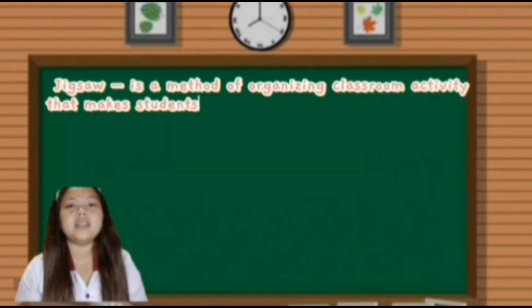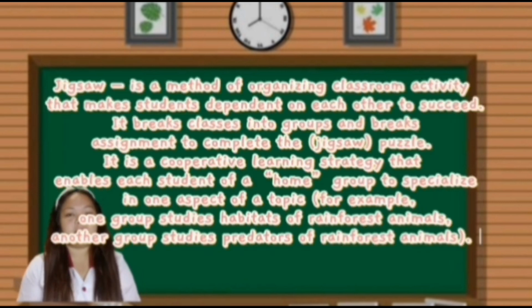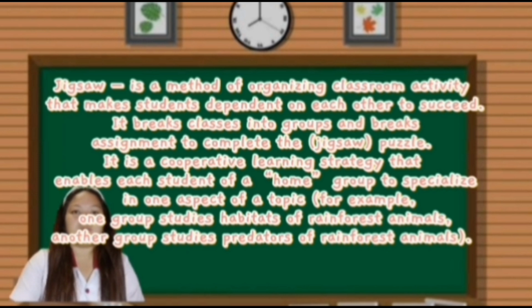Number 10 is jigsaw. It's a method of organizing classroom activity that makes students depend on each other to succeed. It breaks classes into groups and breaks the assignment into pieces to complete the puzzle, which is the jigsaw. It is a cooperative learning strategy that enables each student of a home group to specialize in one aspect of a topic. For example, one group studies habitats of rainforest animals, and another group studies predators of rainforest animals.